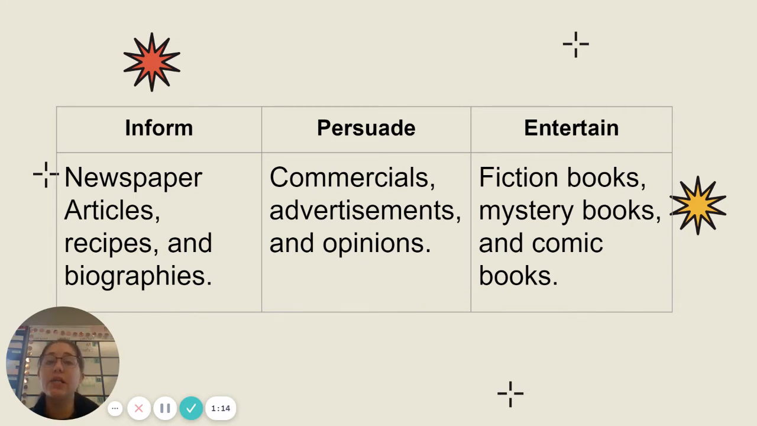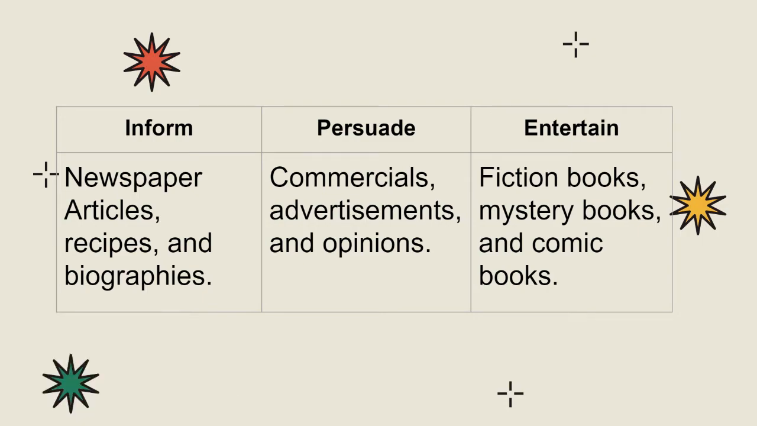Persuading means you're trying to get someone to do something. And then when an author writes to entertain, think about fiction books, mystery books, comic books, anything that has a story in it that would make you happy. An author is writing to get you to enjoy something.